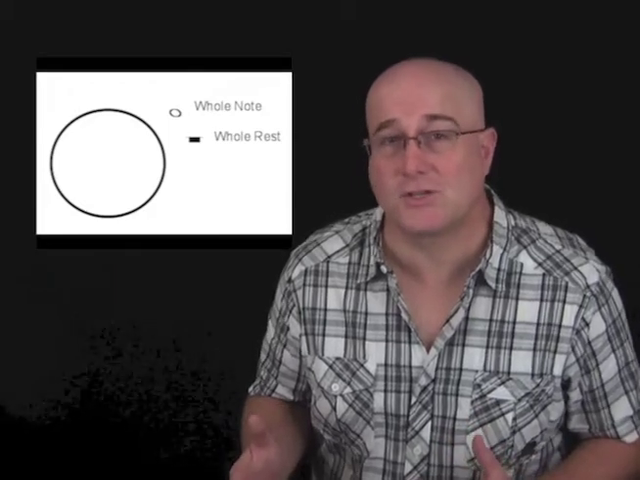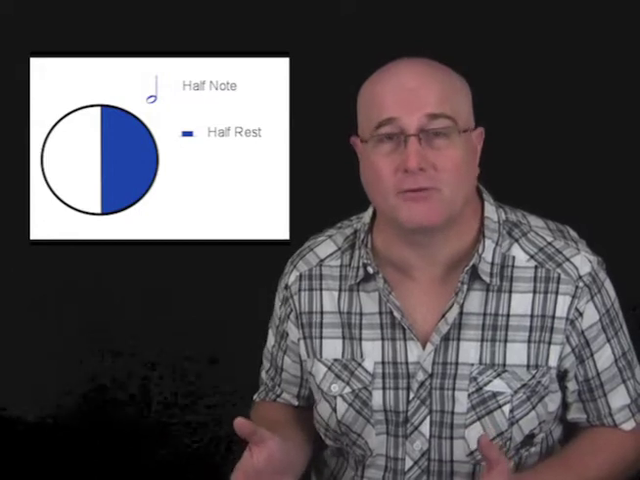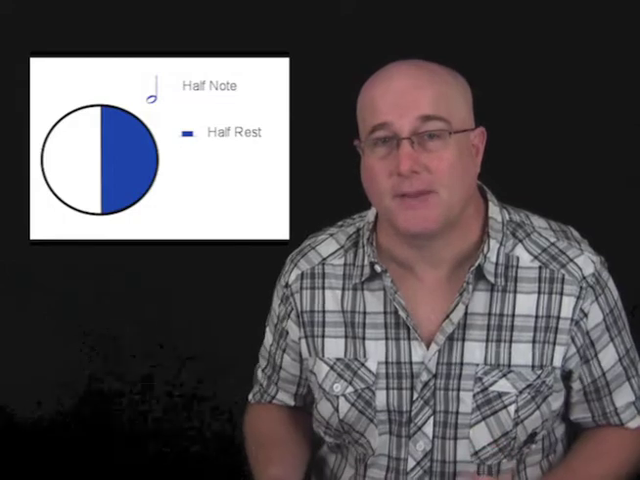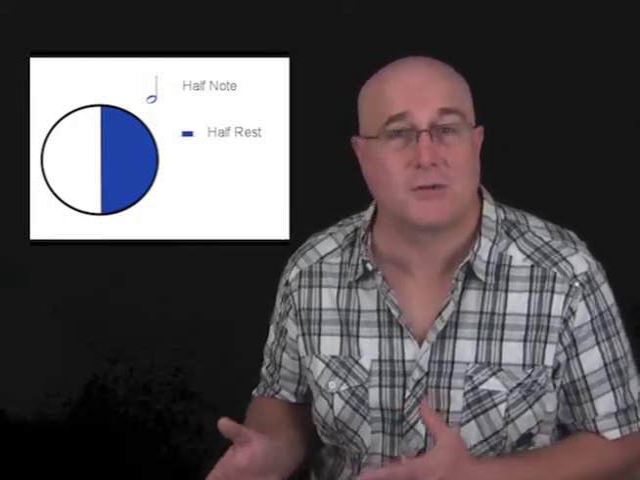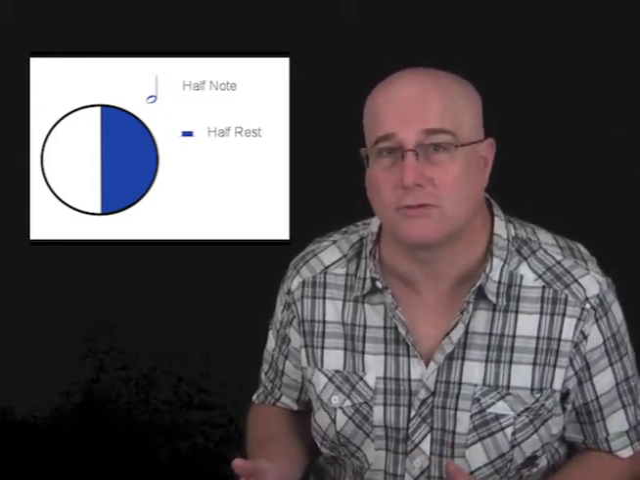You can see that the whole note or the whole rest is the entire circle or the entire amount of measured time. And probably because you're familiar with the word half, you'll understand that of course a half note or a half rest would represent half that amount of measured time. So it's simple fractions really. And you would notice now that 2 half notes would take the same amount of time as the one whole note.